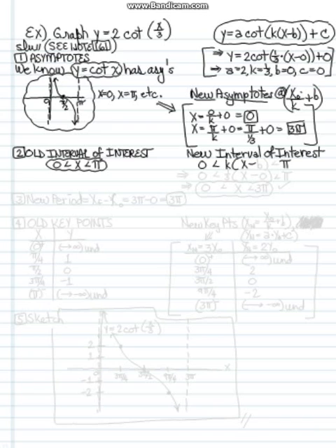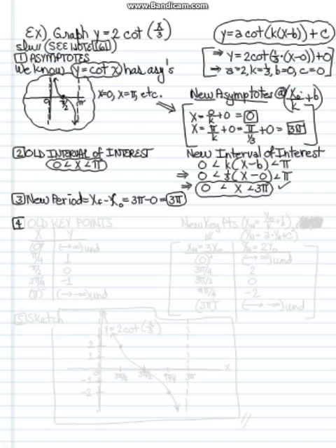And in the middle, stick in there k parenthesis x minus b. K is 1/3, b is 0, so in the middle we have 1/3 times x minus 0. Solve for x in the middle by multiplying all three regions by 3. We get 0 less than x less than 3 pi. That's our new interval of interest. Our new period is the final x value in the interval in step 2 minus the initial x value, so it's 3 pi minus 0, it's 3 pi.